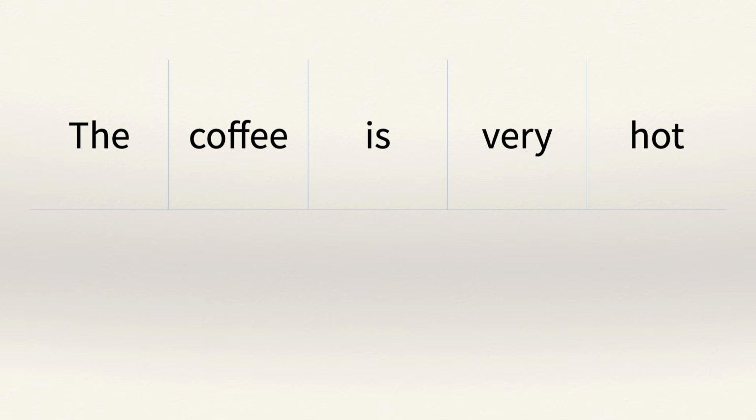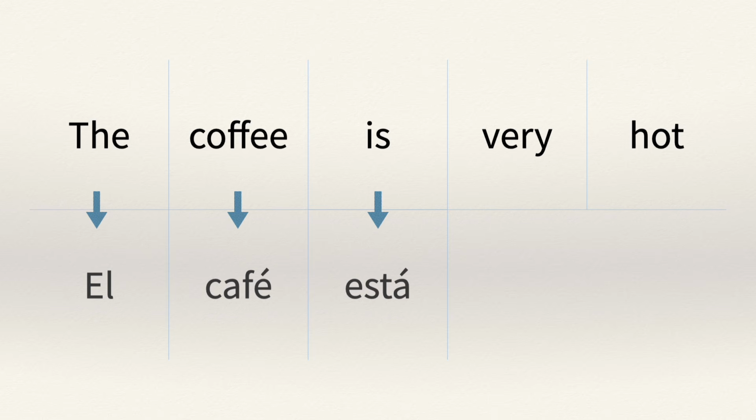The coffee is very hot. The. How do you say the? In Spanish, we have to make sure that the gender and number match. So, the has 4 different meanings. In this case, it means el because coffee is masculine and it's a singular noun. How do you say coffee? Café. El café. And how do you say is? In this case, we're going to use está.